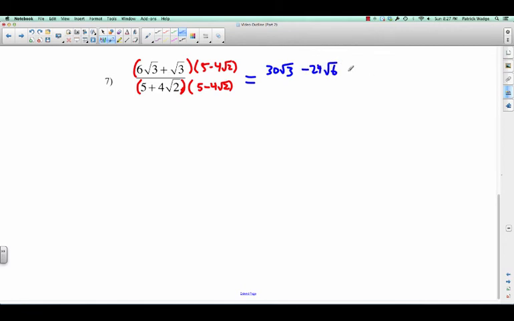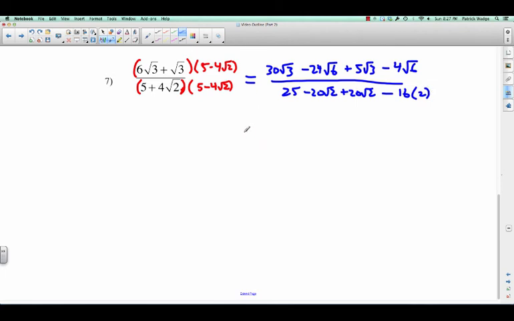Root 3 times 5 is 5 root 3, and root 3 times negative 4 root 2 is negative 4 root 6. On the bottom, 5 times 5 is 25. 5 times negative 4 root 2 is negative 20 root 2. 4 root 2 times 5 is plus 20 root 2, and 4 root 2 times negative 4 root 2 is negative 4 times 4 is 16, and root 2 times root 2 is 2. So I'll write it like that. You could also write root 4 if you want, but I'll just go straight to 2.